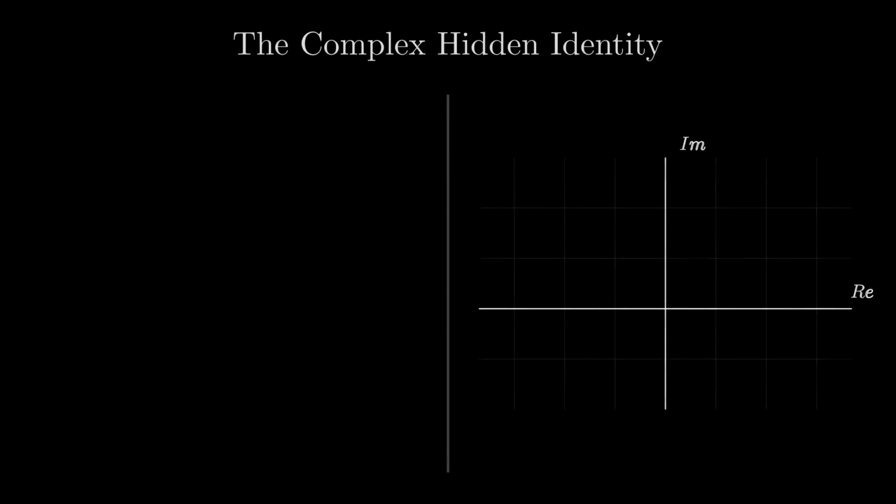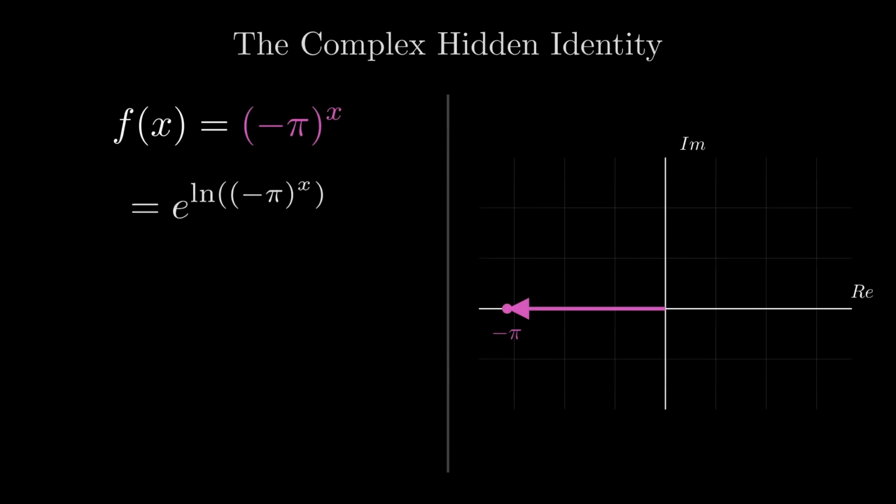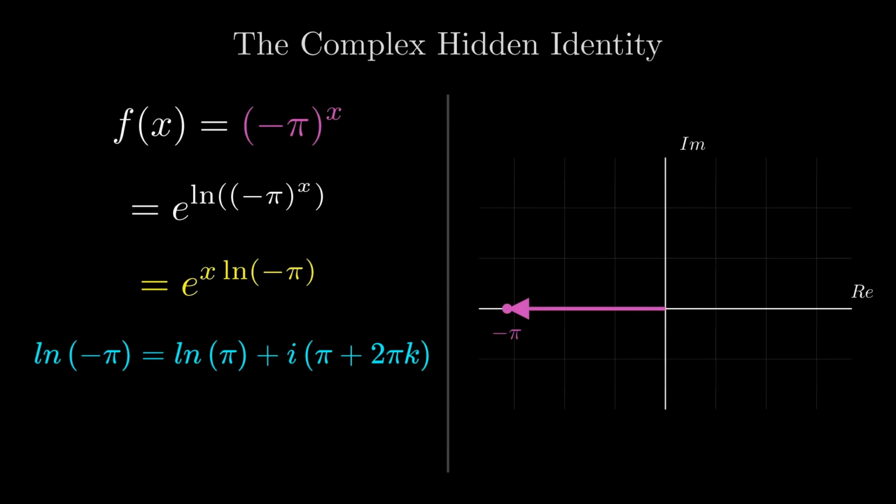Negative pi to the x looks broken on a real graph, but it's not random. The key is to rewrite it using exponentials. Negative pi to the x can be written as e to the power of x times the natural log of negative pi. Now the natural log of a negative number is multi-valued. In general, the natural log of negative pi equals ln pi plus i times (pi plus 2 pi times k), where k is any integer. So there are actually infinitely many possible complex versions of this function, one for each k.